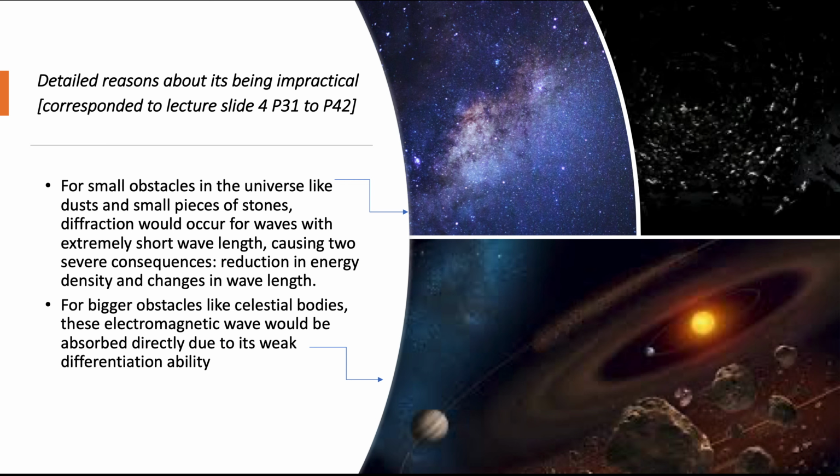The first, reduction in energy, is easy to explain, and it corresponds to lecture slide 4, pages 23 to 42. When waves with shorter wavelengths encounter obstacles, they travel around the obstacles, but they lose part of their energy. Not to mention that there are thousands or millions of obstacles in the way from the black hole to our planet. So it is hard to imagine how weak the electromagnetic waves are when we get them on Earth.